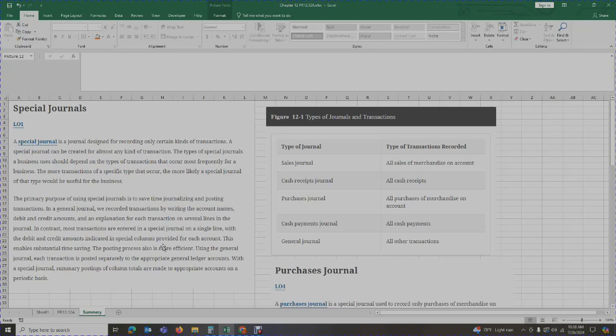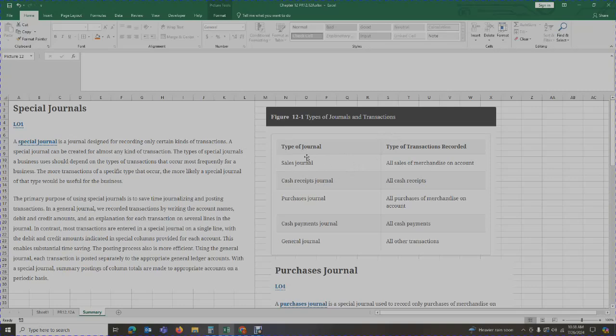This obviously facilitates, and you're going to see how it facilitates, the process of entering the information into the journal and then eventually into the ledger. It just streamlines the processes. So figure 12.1 gives you a list of the most common types of journals and types of transactions that are recorded in each of those journals.